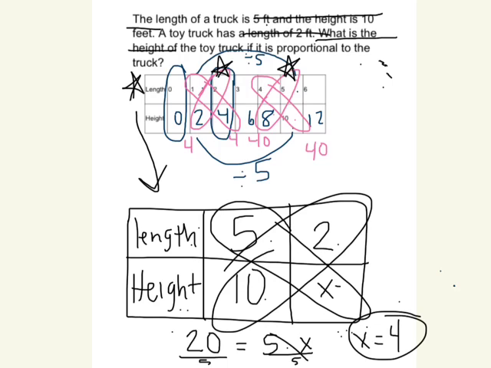The way I check my work is I put a 4 in place of my x. 5 times 4 is 20. 10 times 2 is 20. So yes, my cross products are equal, and my problem is proportional. So the height is 4, and that's exactly what we found when we did this table, but this is just a shorter way to write the proportion.